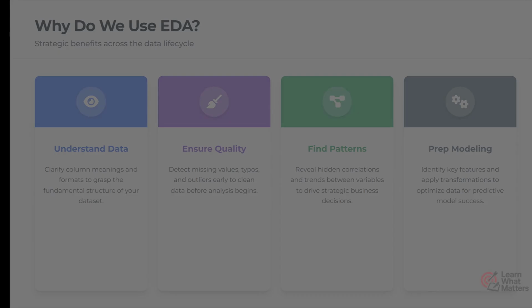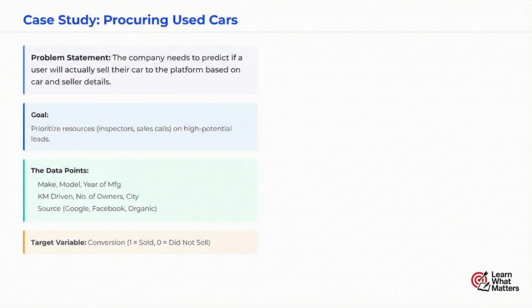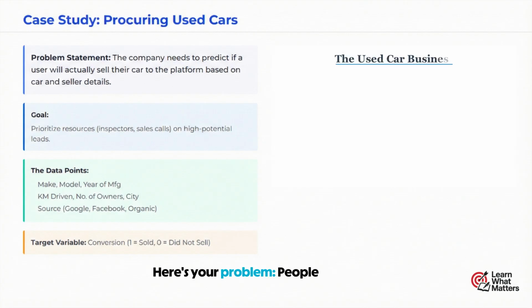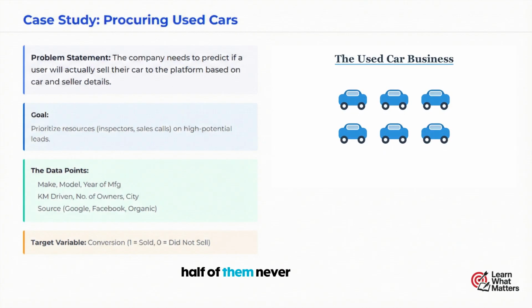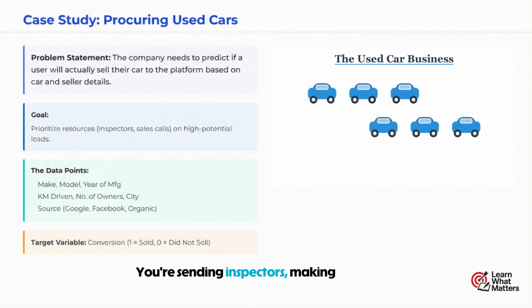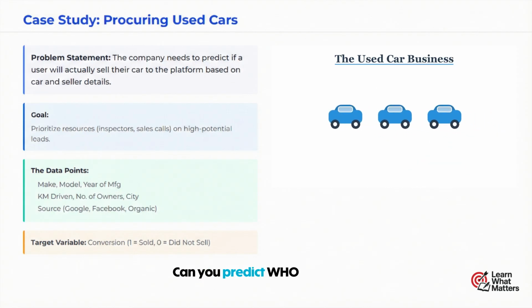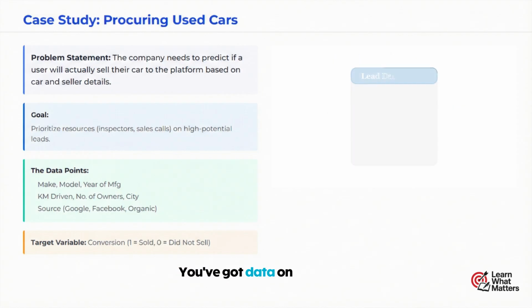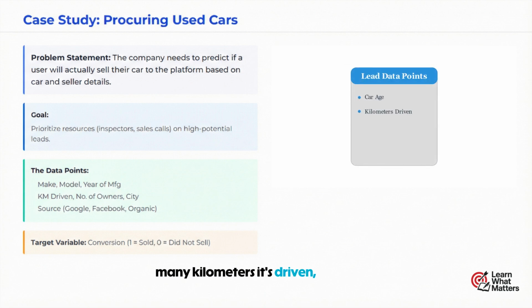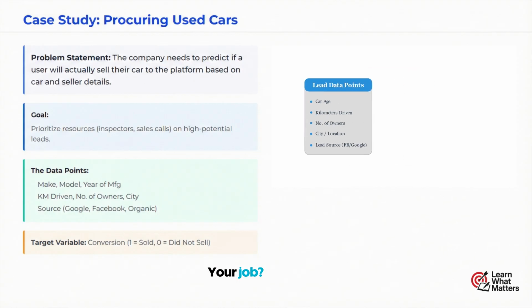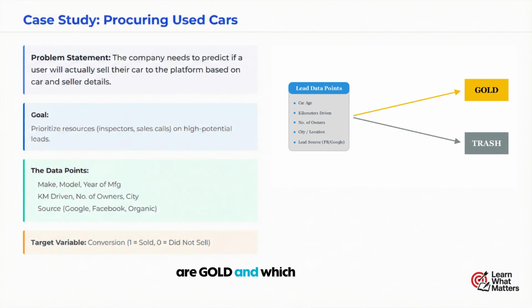It's a nightmare. Okay, let's make this real. Imagine you run a company that buys used cars online. Here's your problem. People list their cars, but half of them never actually sell. You're sending inspectors, making calls, wasting time and money on leads that go nowhere. So the question is, can you predict who will actually sell before you waste resources? You've got data on the car's age, how many kilometers it's driven, number of previous owners, the city, and where the lead came from. Your job? Figure out which leads are gold and which are trash.